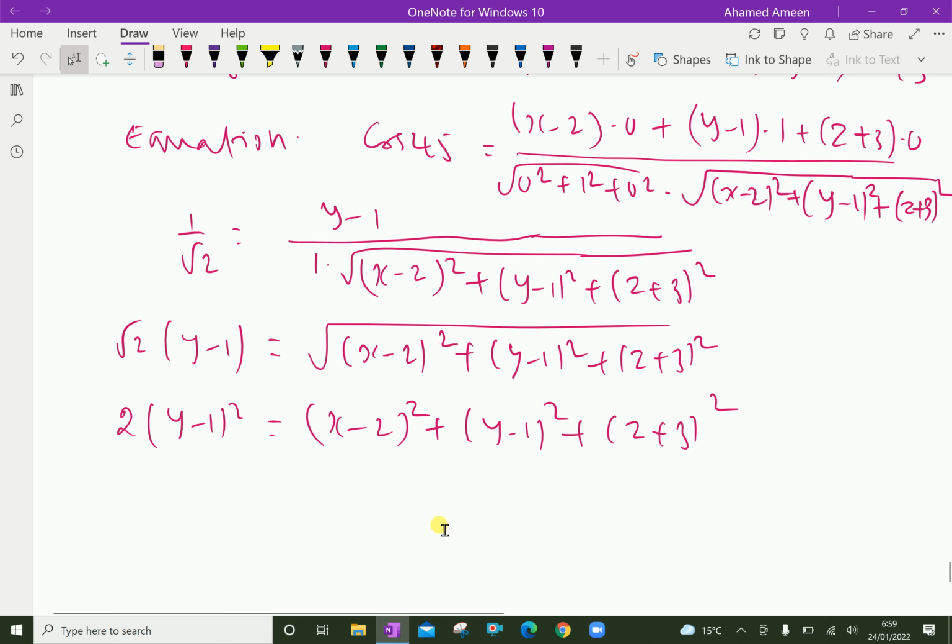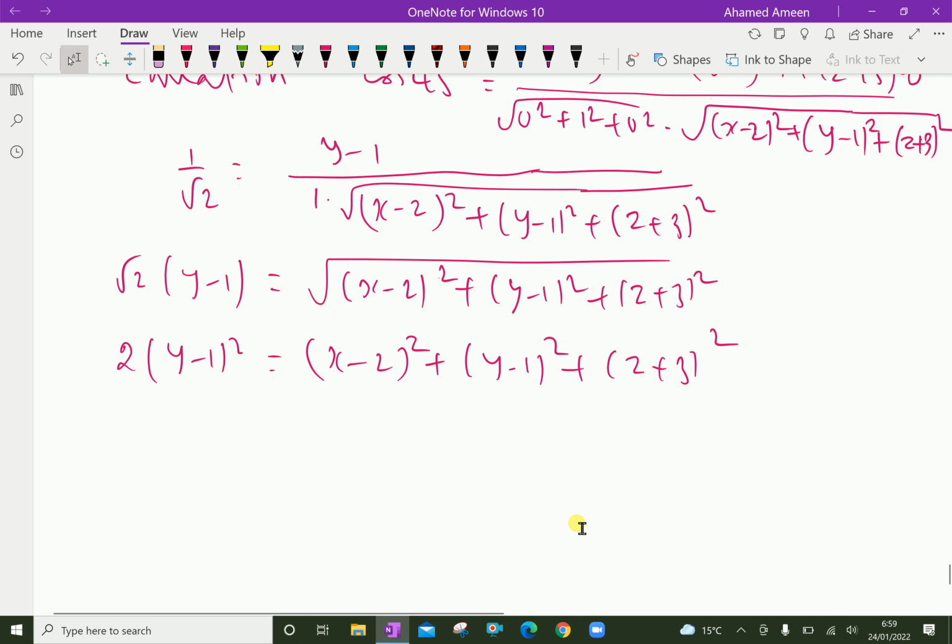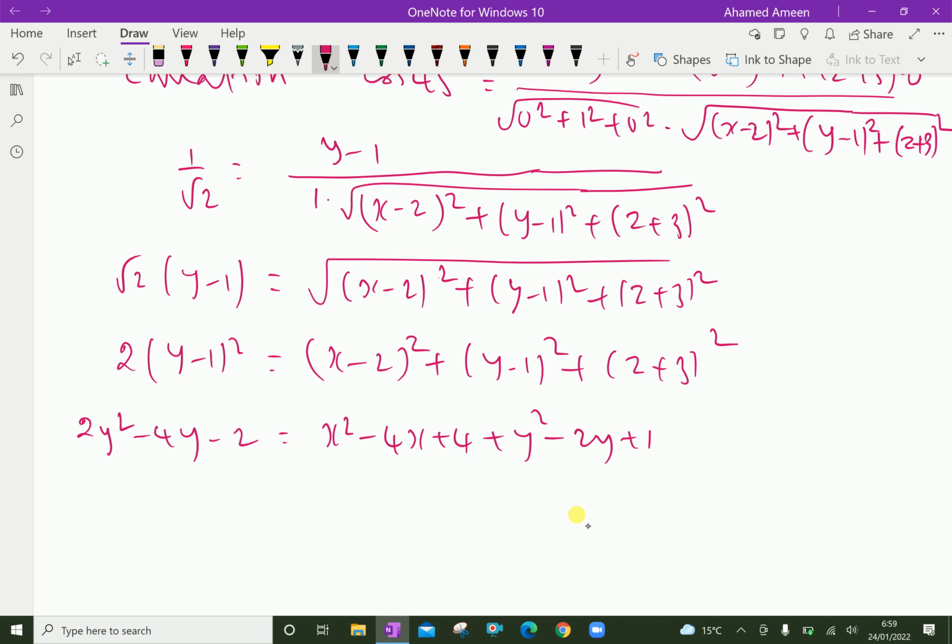Now expanding both sides: 2 into y minus 1 the square gives 2y squared minus 4y plus 2. Then on the right, x squared minus 4x plus 4, y squared minus 2y plus 1, and z plus 3 whole squared is z squared plus 6z plus 9. Then collecting one side.